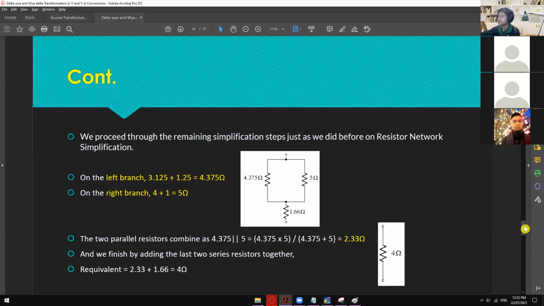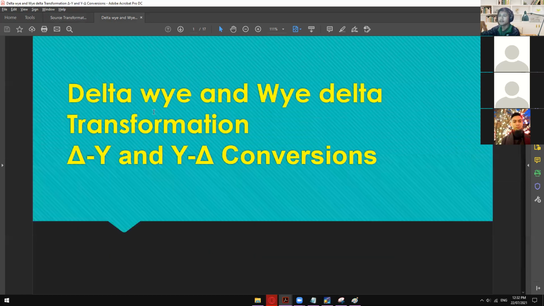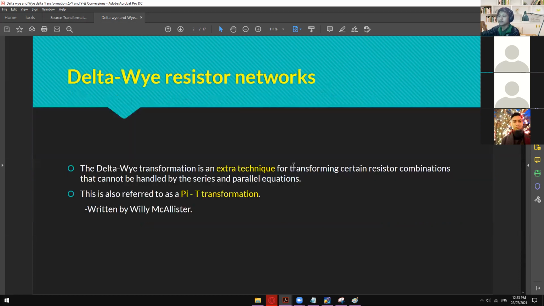Let's now move on to the delta-Y and Y-delta transformation. The symbol of delta is of course this one, and Y is literally Y, and then vice versa. So you can transform delta to Y and then Y to delta. That's why we have this kind of representation right here.